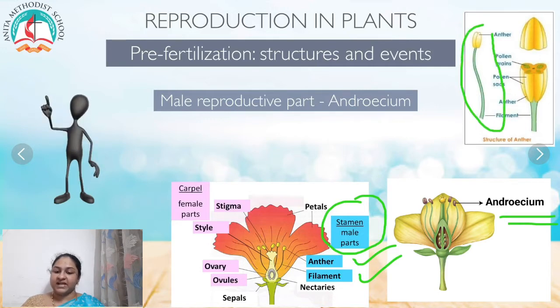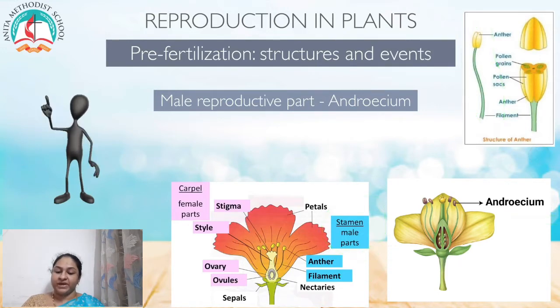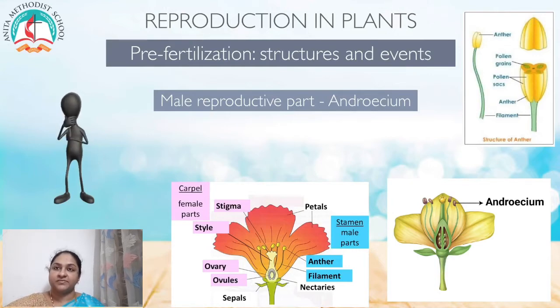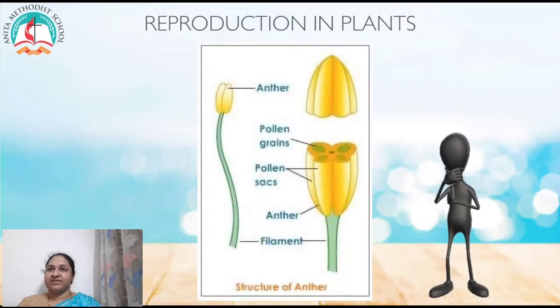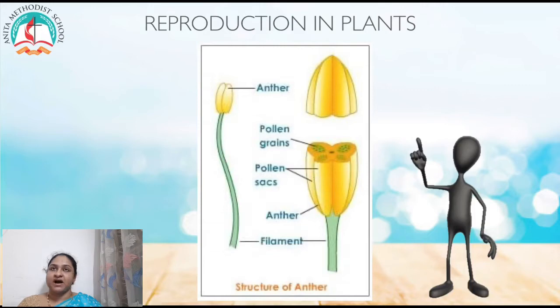Anther and the filament are the male parts, and all those in pink color, stigma, style, ovary and ovules, are the female parts in the flower. Then we see the development of the anther. A very young anther develops as a homogeneous mass of cells surrounded by an epidermis.